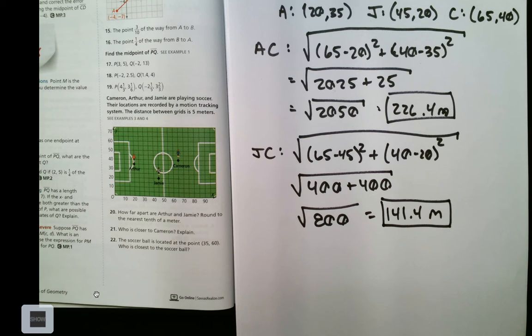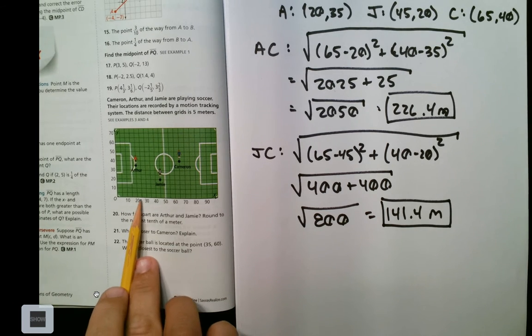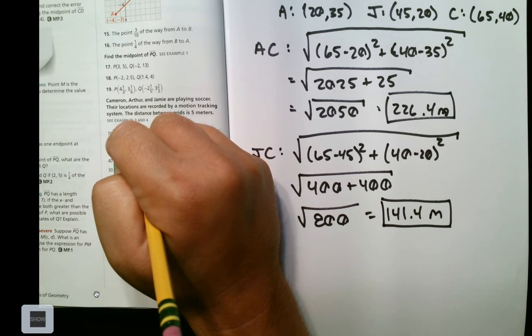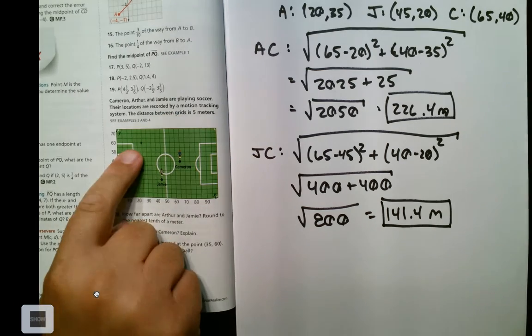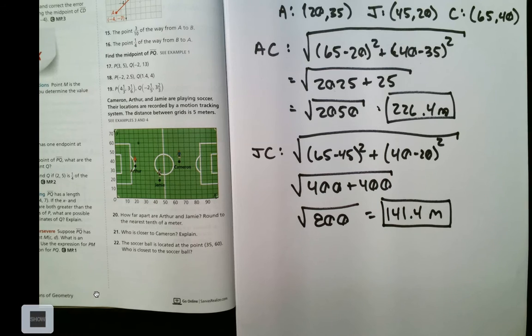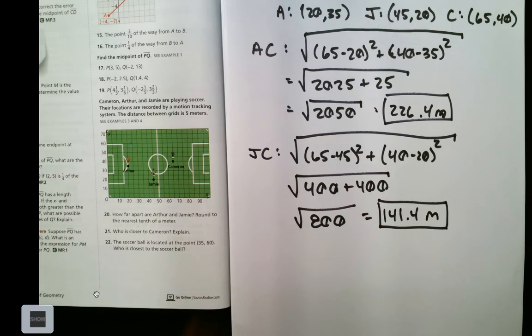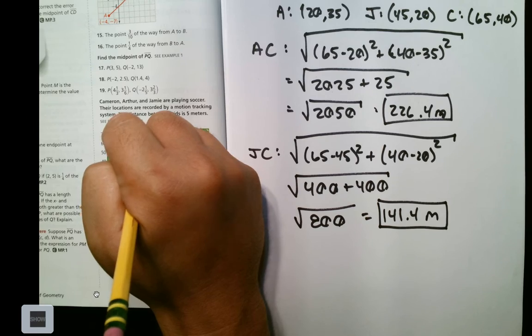22, the soccer ball is located at the point 35, 60. Who is closer to the soccer ball? So 25, 60. I'm going to use my Sharpie to point, but I don't want to make a mark. 25, 60 is right there. Don't draw on your book. I'm just doing it to emphasize. So there's our point right there, 25, 60. I'm sorry. Now I just realized I did 35. 35, 60. Now we got the correct point.